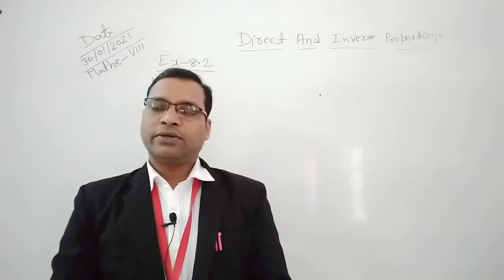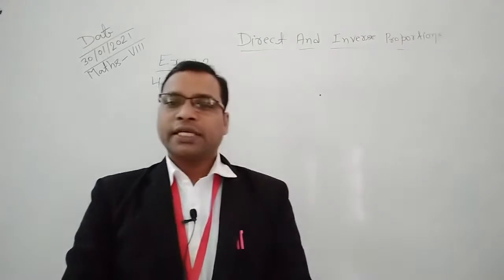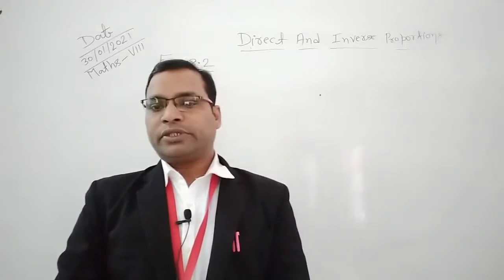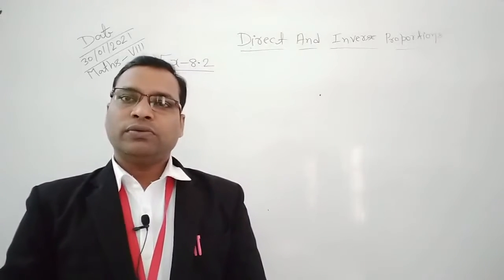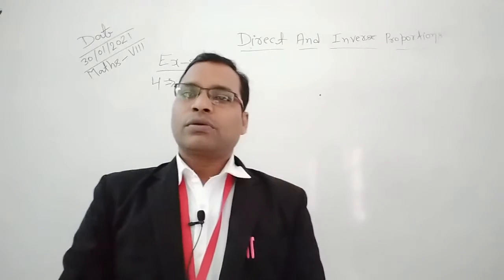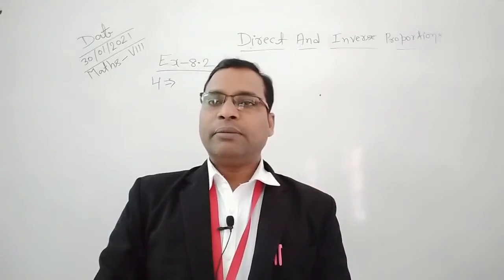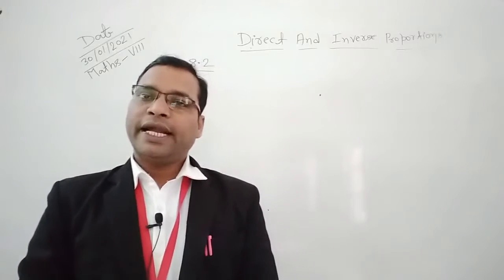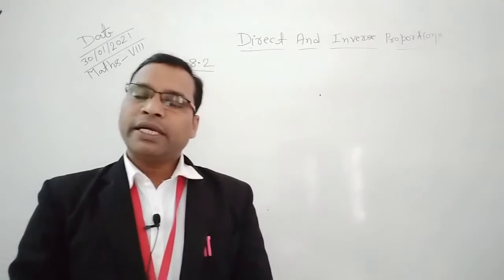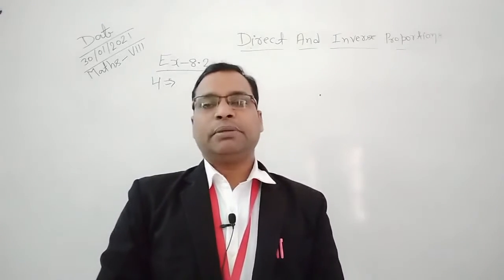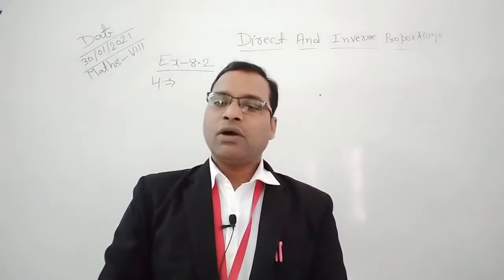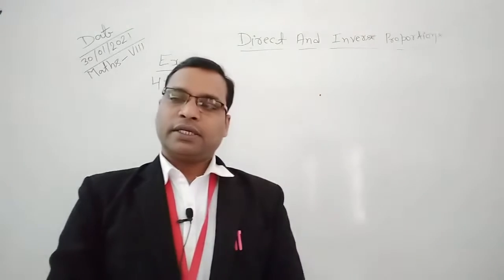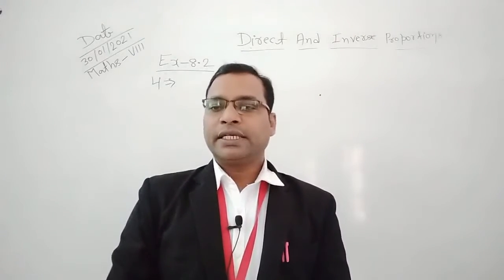Good morning, student. Today we are going to discuss chapter 8, direct and inverse proportion. Exercise 8.2, question number 4. A can complete 1 by 5 of a piece of work in 12 hours and B can complete 1 by 6 of the same work in 15 hours. In how many hours can both working together complete the same work?